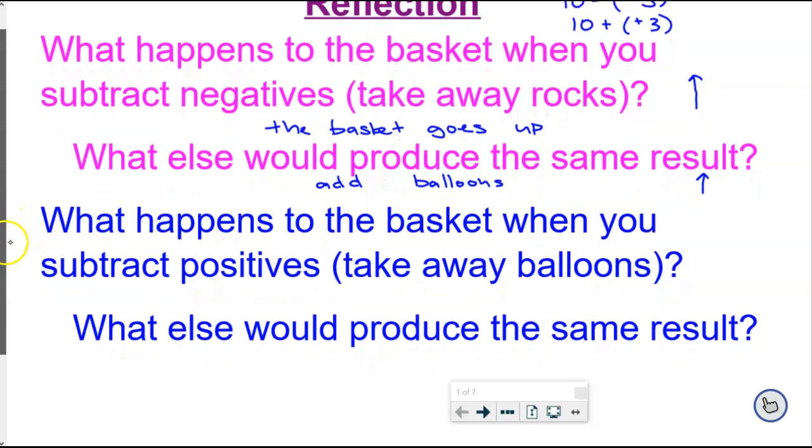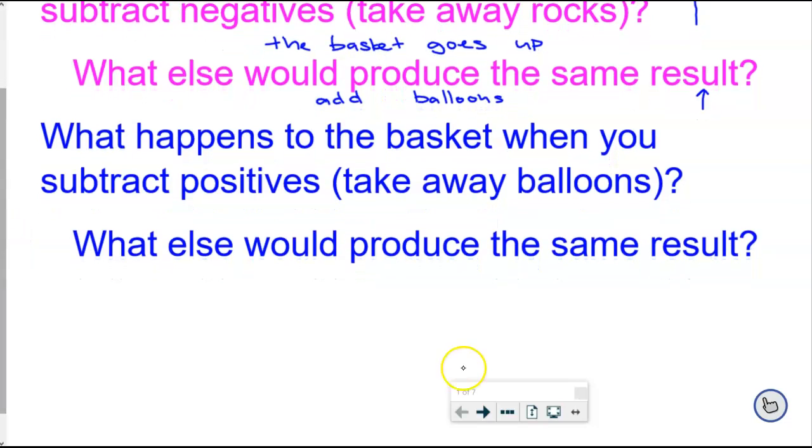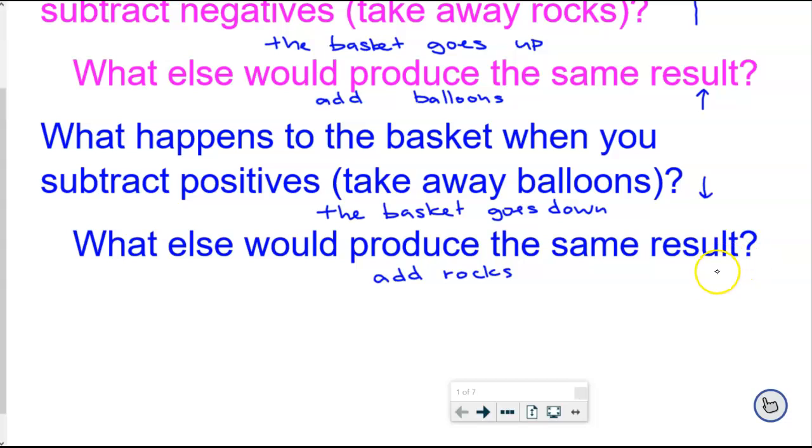Next reflection question. What happens to the basket when we subtract positives? If I take away balloons, what happens to that basket? Aaliyah: yep, the basket goes down. What else can I do to give me that same result? Michael: we could add rocks. If I add rocks, now there's more weight in the basket, so that basket is going to go down. Yep. So again, I want you to understand just how important that is.